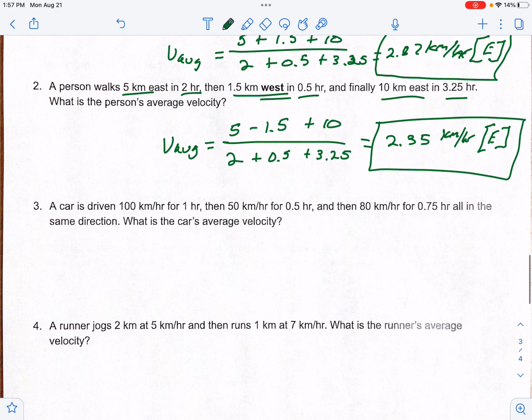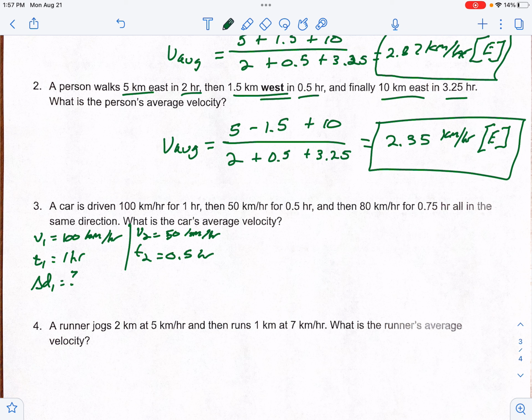Number 3, a car is driven 100 kilometers per hour for 1 hour. So V1 is 100 kilometers per hour for 1 hour. So I know T1 is 1 hour. That means I don't know displacement 1. So that's what we're going to come back for. Then 50 kilometers per hour for 0.5 hours. So V2 is going to be 50 kilometers per hour, and T2 is going to be 0.5 hours. So we don't know displacement 2.